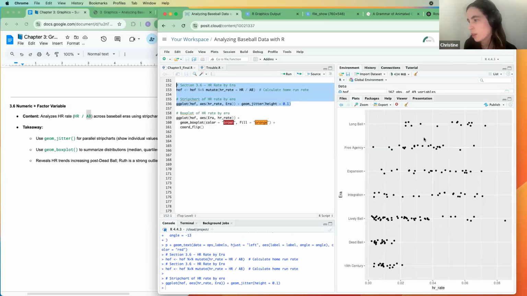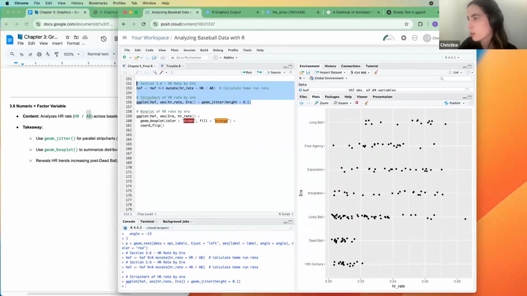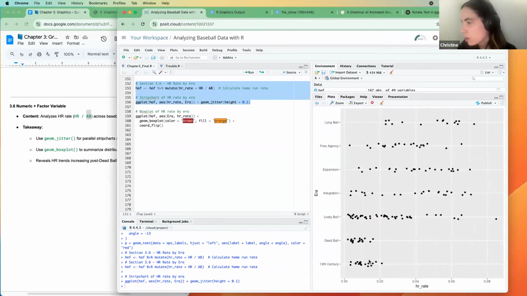I think this is a pretty interesting graphic too. I'd be interested if anyone has theories about why, or actually knows why, this changed over time as the era changed. It's really interesting to see a wide spread for the lively ball era, and then really low on the low end in the 19th century. It seems to be gradually getting stronger, but with a very long variety, which I think is pretty interesting here.